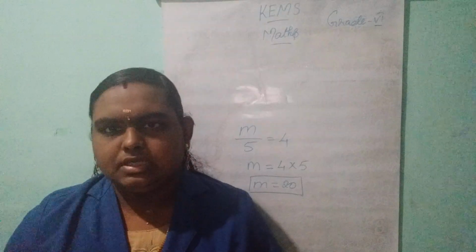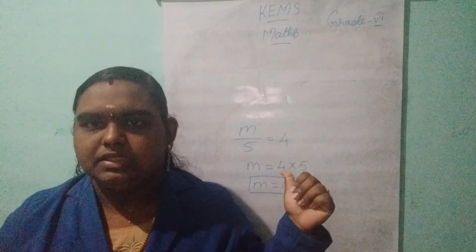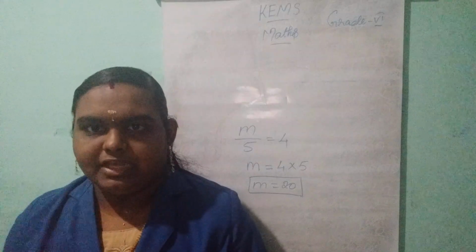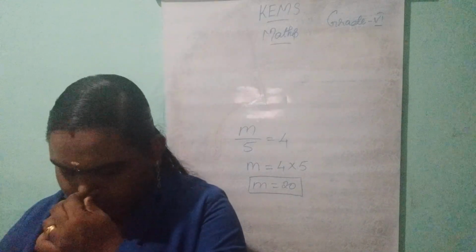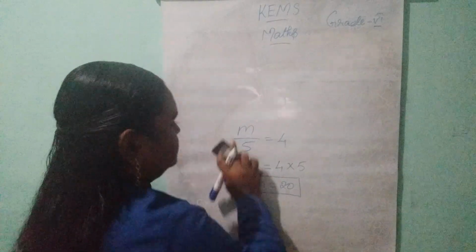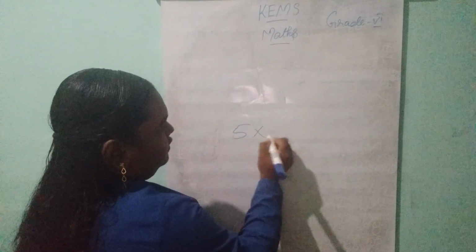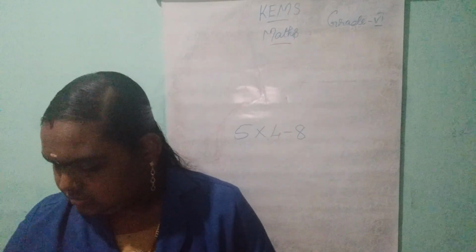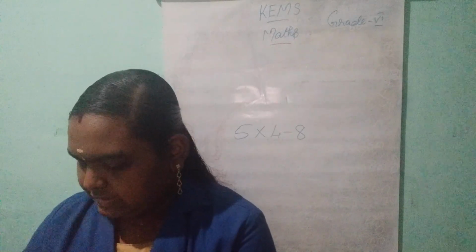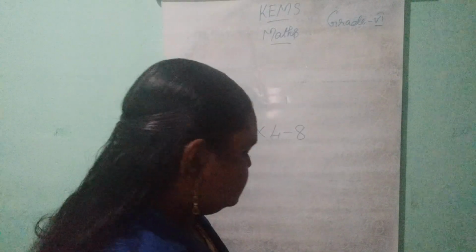Okay. Is it clear, all of you? So this is the method for finding the value of the variable. Okay. Then 5 into 4 minus 8 equal to 2x.